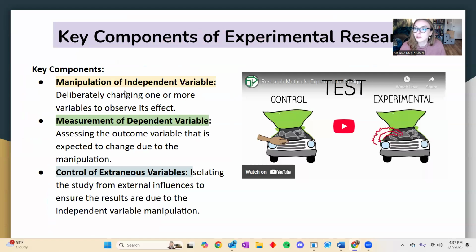So some major components of experimental research, kind of recapping what I just said: we're manipulating an independent variable because we want to observe what happens. We are measuring that dependent variable, so it's really important to have a very strong conceptualization and operationalization of that dependent variable so we can see the change. And part of experimental research is designing in a way that we are controlling for extraneous variables.